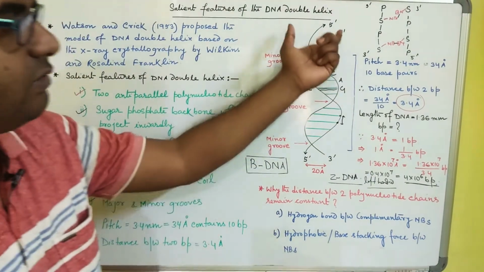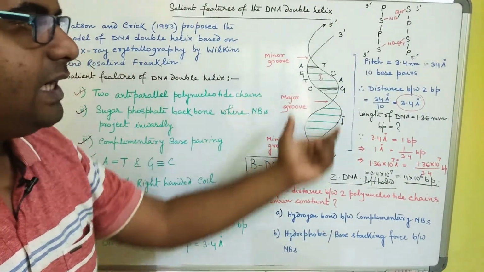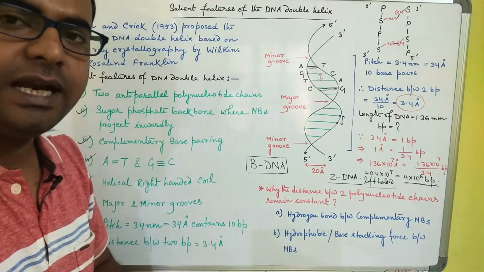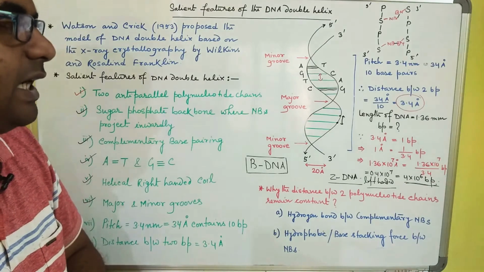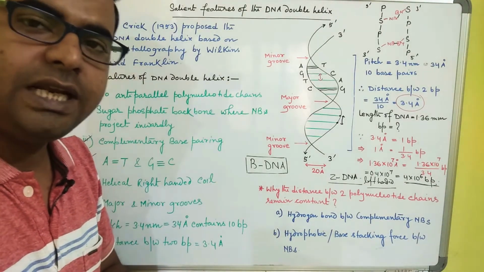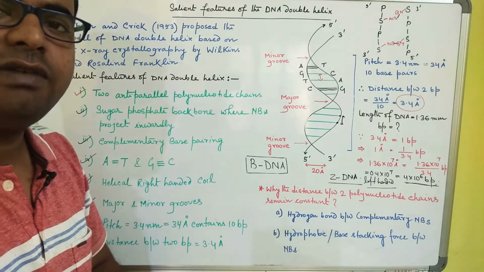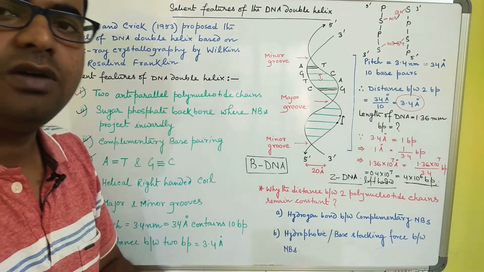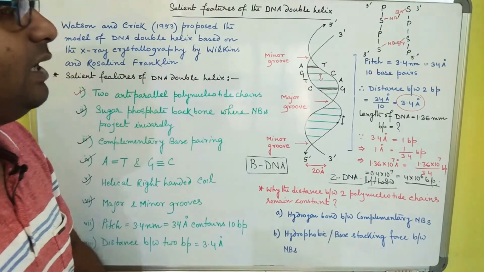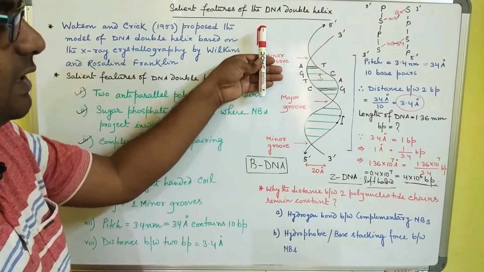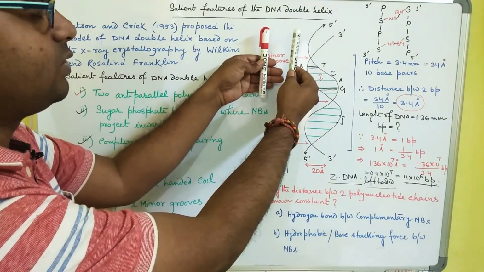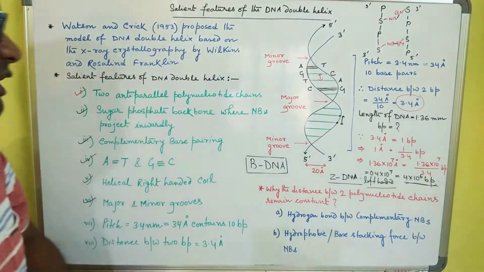So this is the structure of a DNA double helix. DNA double helix is basically made up of two polynucleotide chains which are anti-parallel in nature. That means the orientation of one polynucleotide chain is from 5' to 3' direction, while the orientation of another polynucleotide chain will be from 3' to 5' direction. So these two are anti-parallel to each other. If the orientation is like this, the other polynucleotide chain will be oriented like this.